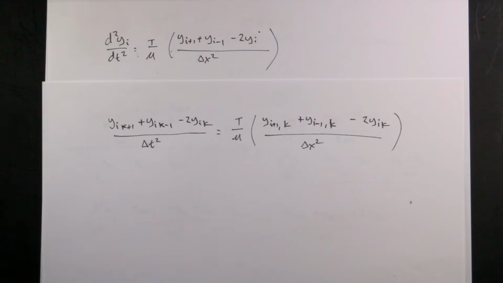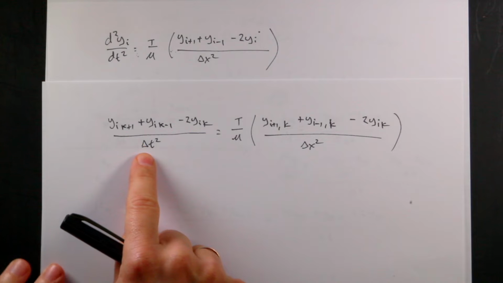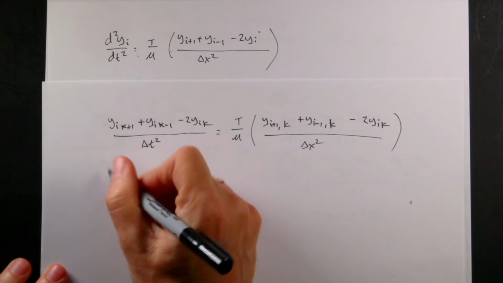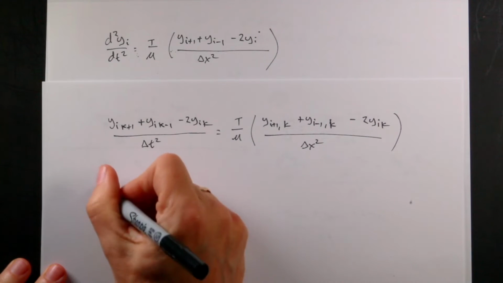Yeah. So solve for the future position. I want to solve for this value right here. So the first thing I'm going to do is multiply both sides by t squared, and then move that to the other side. I can do it in one step.